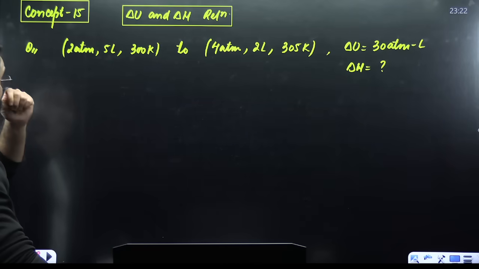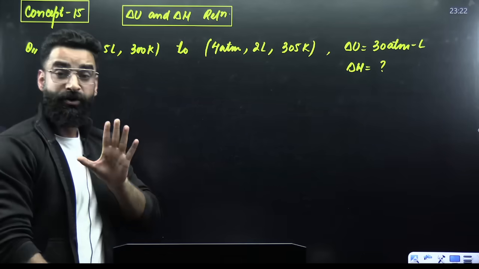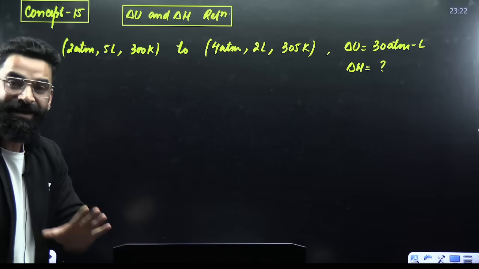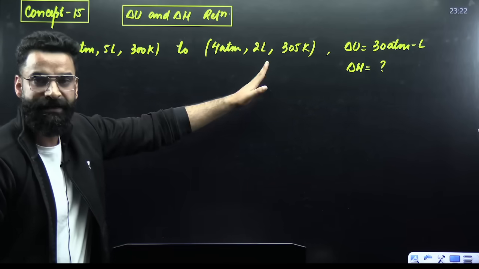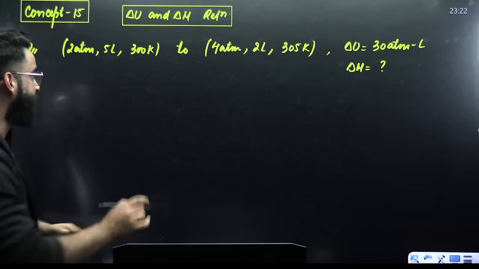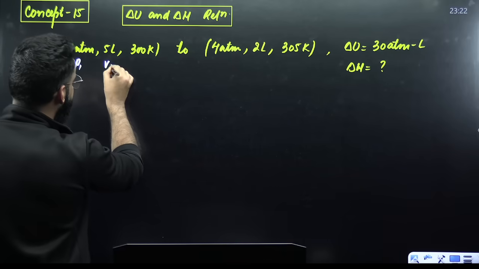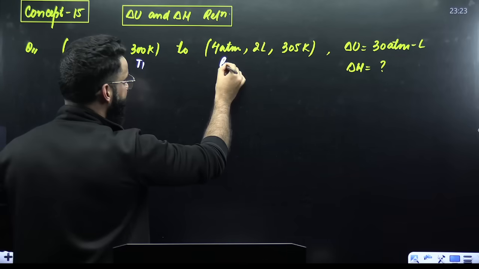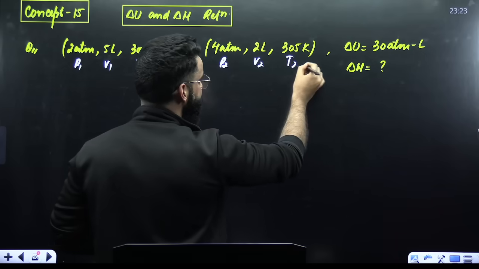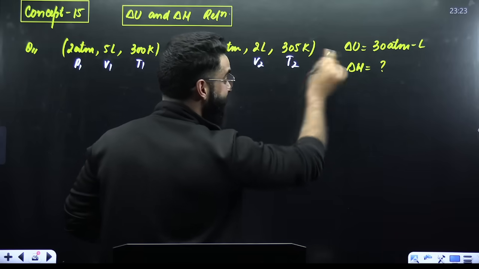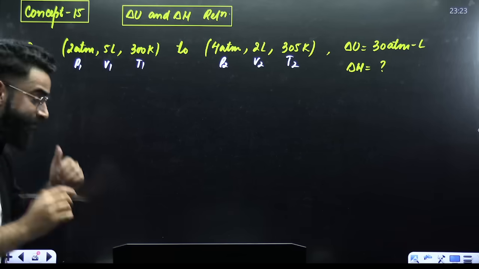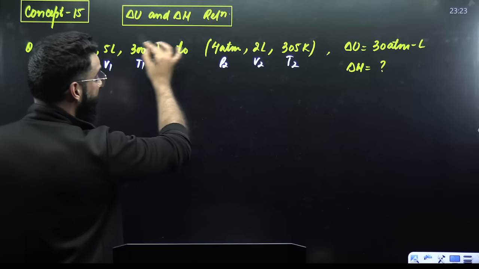My dear students, the 15th concept. You'll be given a question in which they'll say an ideal gas undergoes a change in state. This was the initial pressure of the ideal gas, initial volume, initial temperature. Final pressure of the ideal gas, final volume, final temperature. Delta U during the process will be given. Delta H you will be supposed to calculate. Now tell me one thing. The pressure is changing, the volume is also changing.